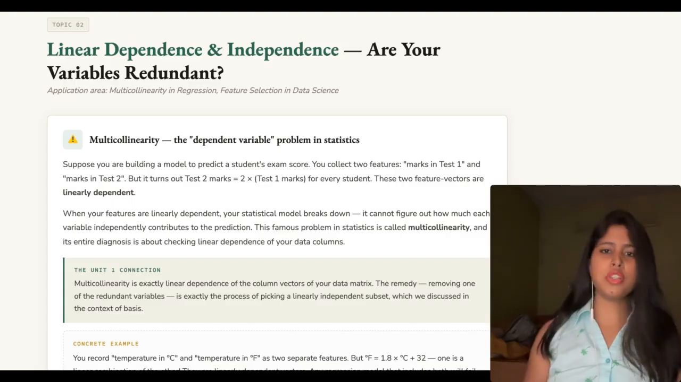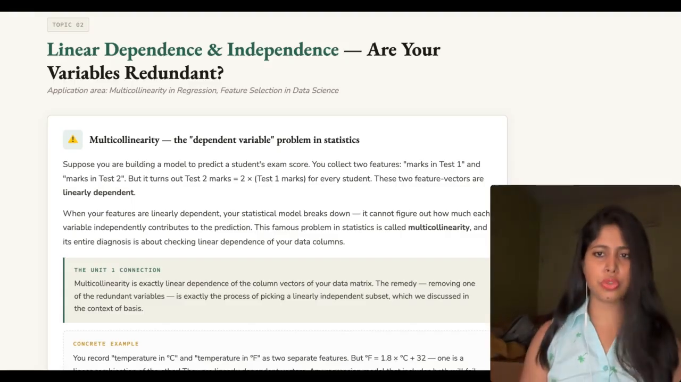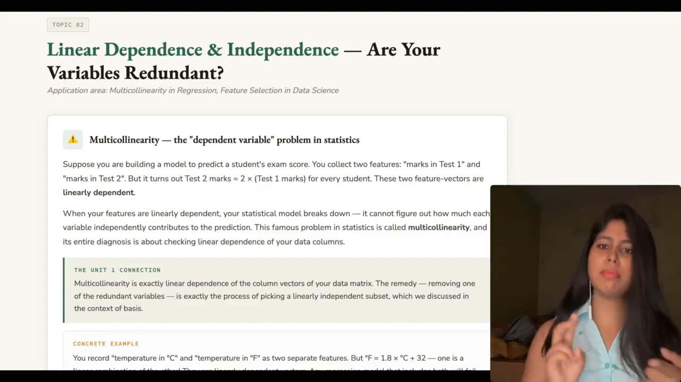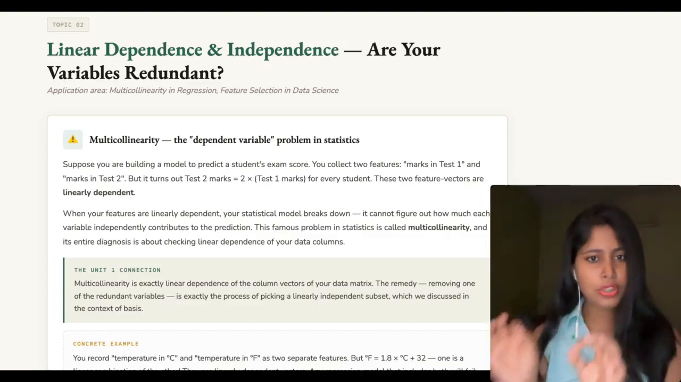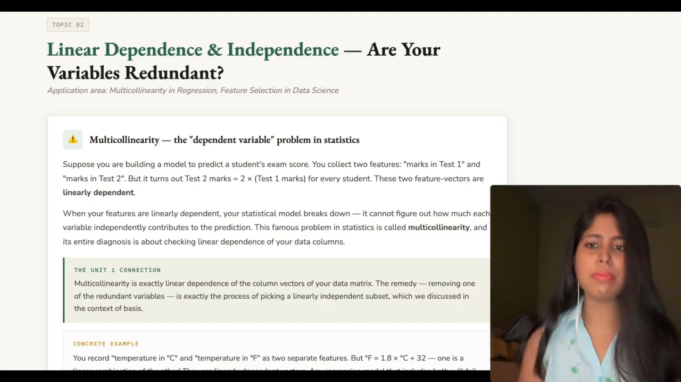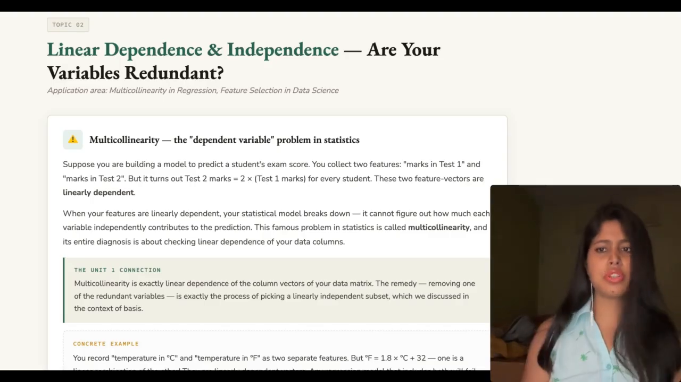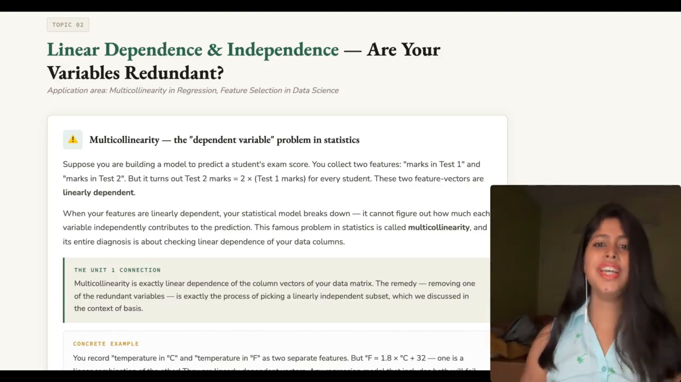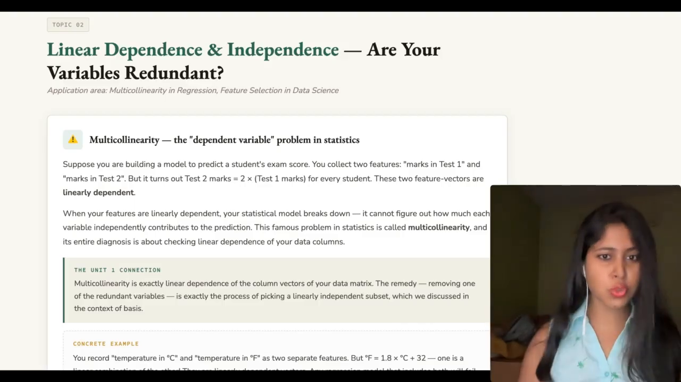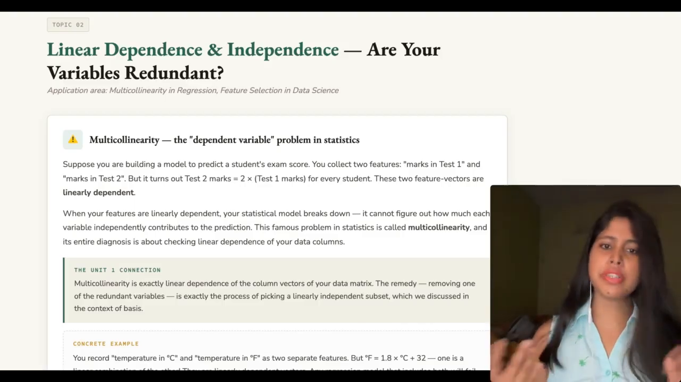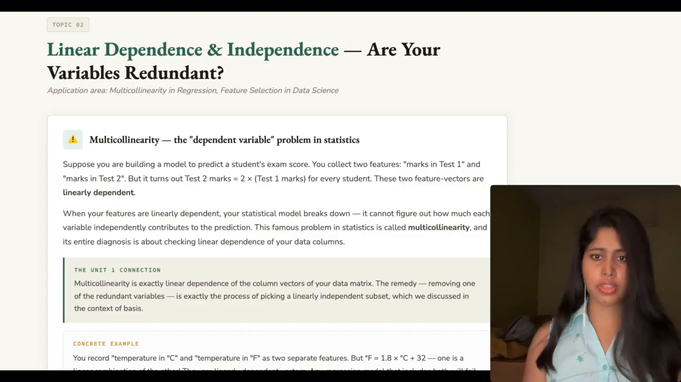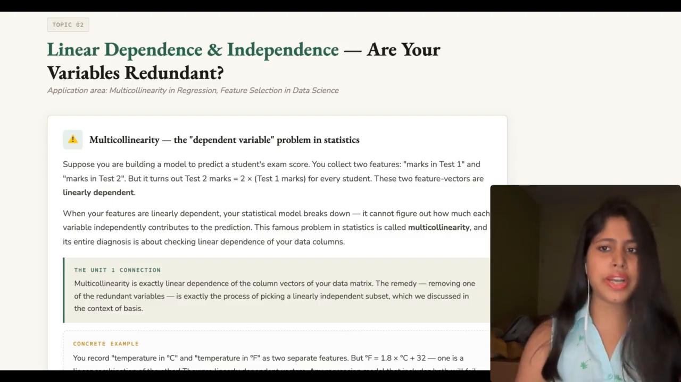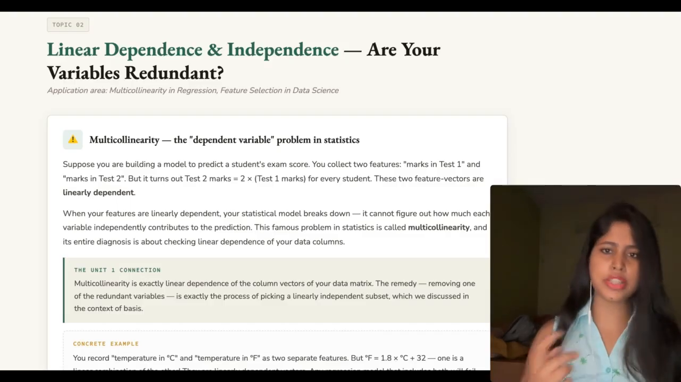Imagine you build a model to predict a student's final exam score. You collect two features for each student, their marks in test 1 and their marks in test 2. You feed both these test scores into your model. But then you discover something. This is a hypothetical situation, okay? For every single student, test 2 marks equals 2 times test 1 marks. Every single one. Now, what does this mean in vector language? The column of test 2 data equals 2 times the column of test 1 data.